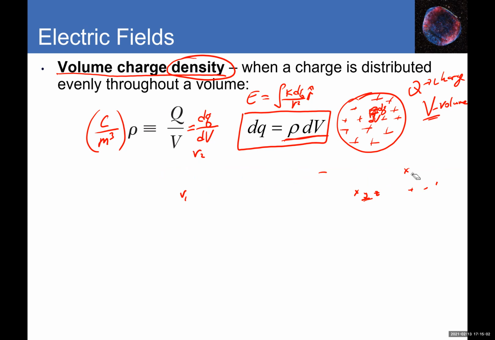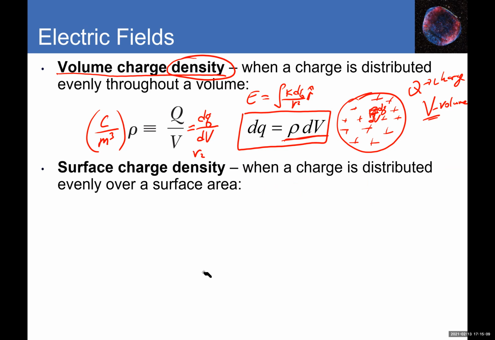Another thing we can have here is a surface charge density, when a charge is distributed evenly over some kind of surface area. That means, for example, maybe I have a sheet like this where charges distribute like that.